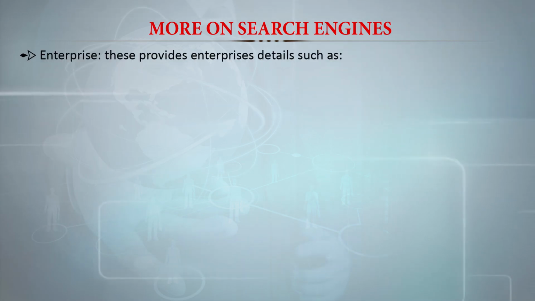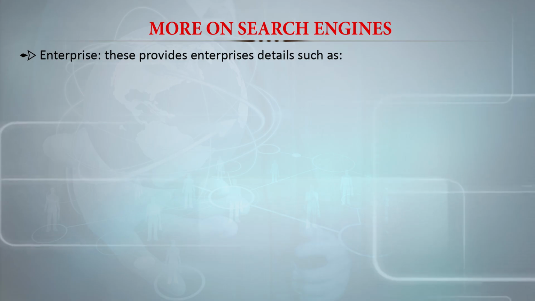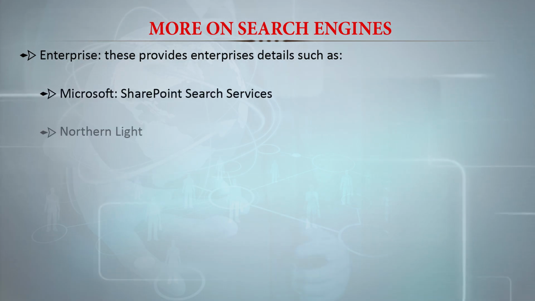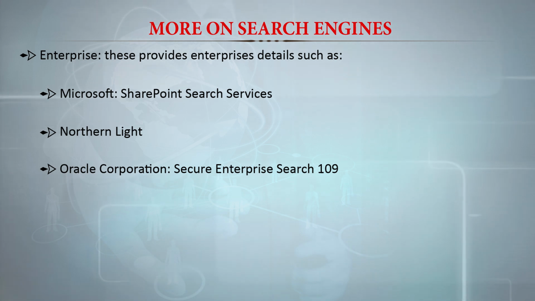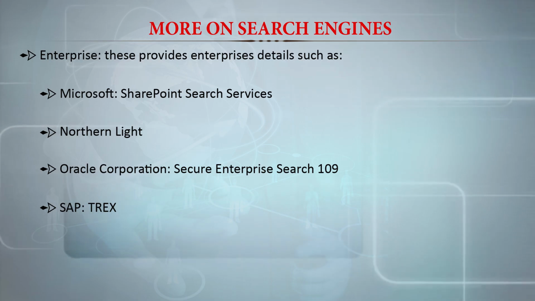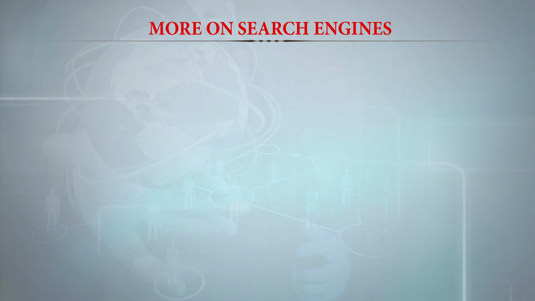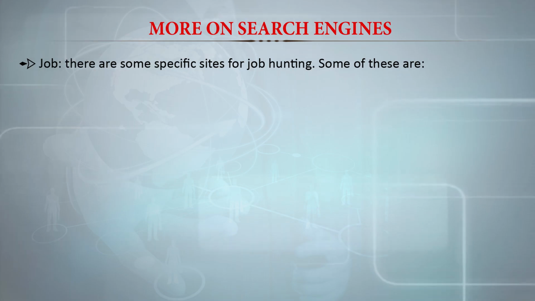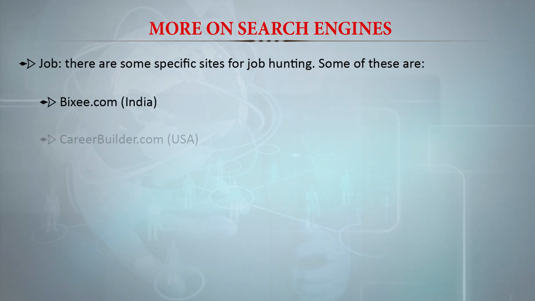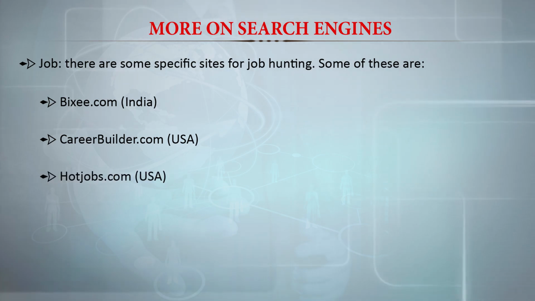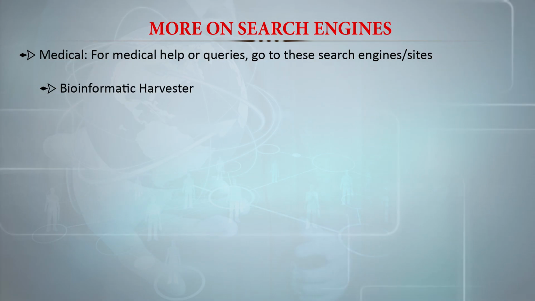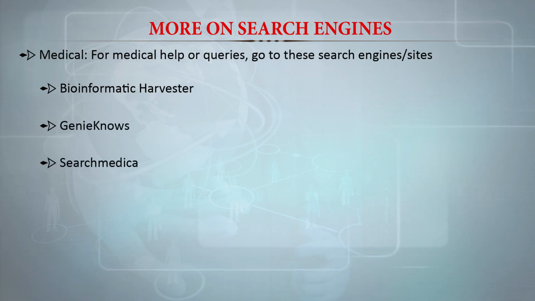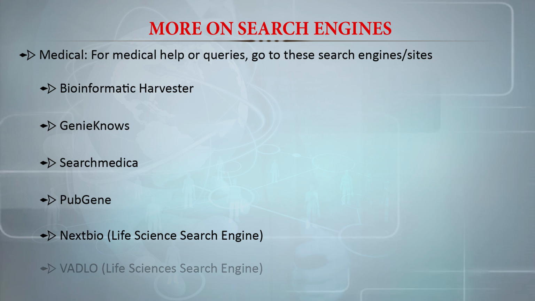And then we have enterprise range search engines such as Microsoft SharePoint search services, Northern Light. Then we have the secure enterprise search of Oracle Corporation. Then we have Trax and also one from IBM. Then there are websites for job hunting, for example, Bixi.com, careerbuilder.com, hotjobs.com, monster.com. And in the case of medicine, we also have Bioinformatic Harvester, Genie-Knows, Search Medica, PubGene, NextBio, Vadlo.